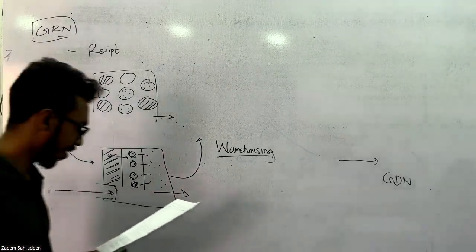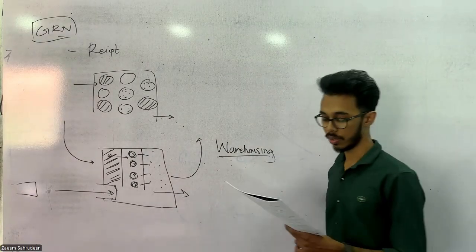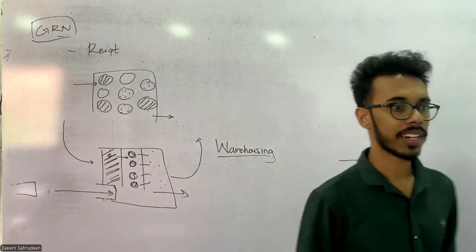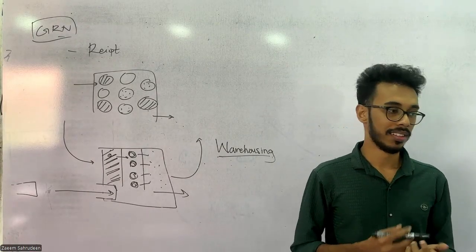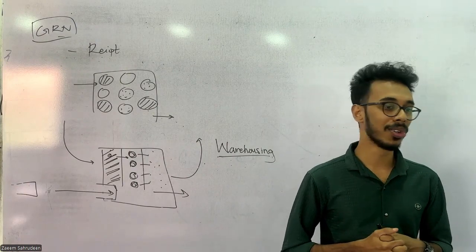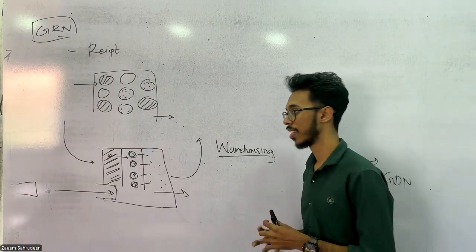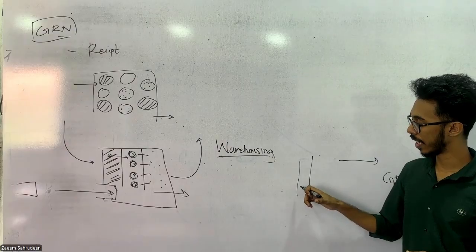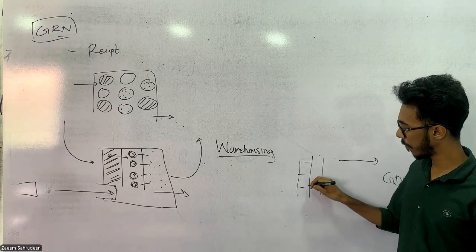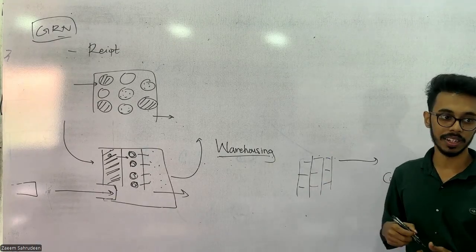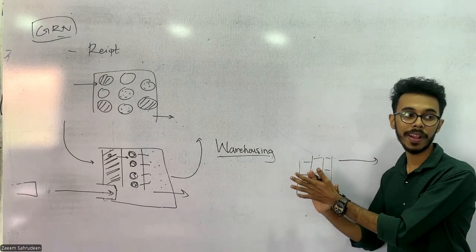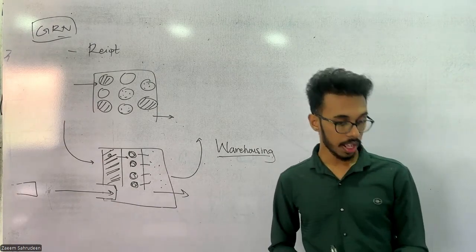Now, various ways to store goods in a warehouse. The first one is the pallet truck. What is a pallet truck? In a rack, if there is a pallet track, a set of parallel tracks, we call it a pallet flow. Then there is block stacking.